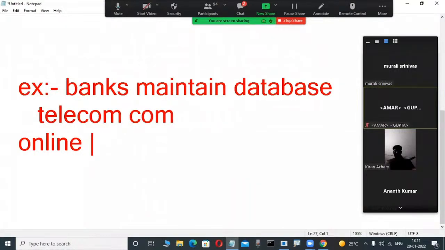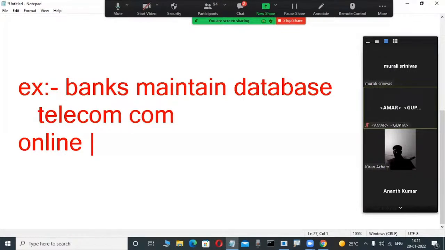The auto increment concept is used for that. Nowadays in a banking system, OTP validation is there. When we type a phone number, an OTP is automatically generated and sent to you. How? Through a database application. That's why so many different reservations and all these things work.